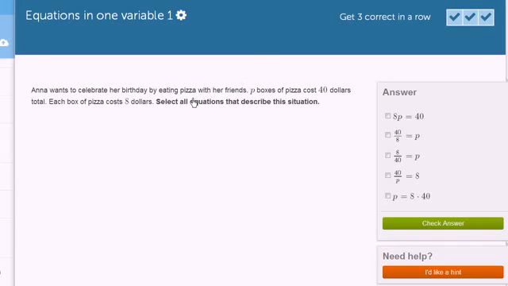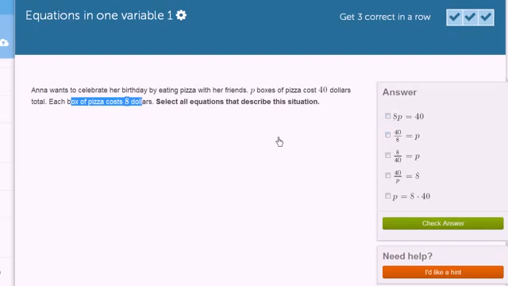Anna wants to celebrate her birthday by eating pizza with her friends. P boxes of pizza cost $40 total. Each box of pizza costs $8. Select all equations that describe this situation.